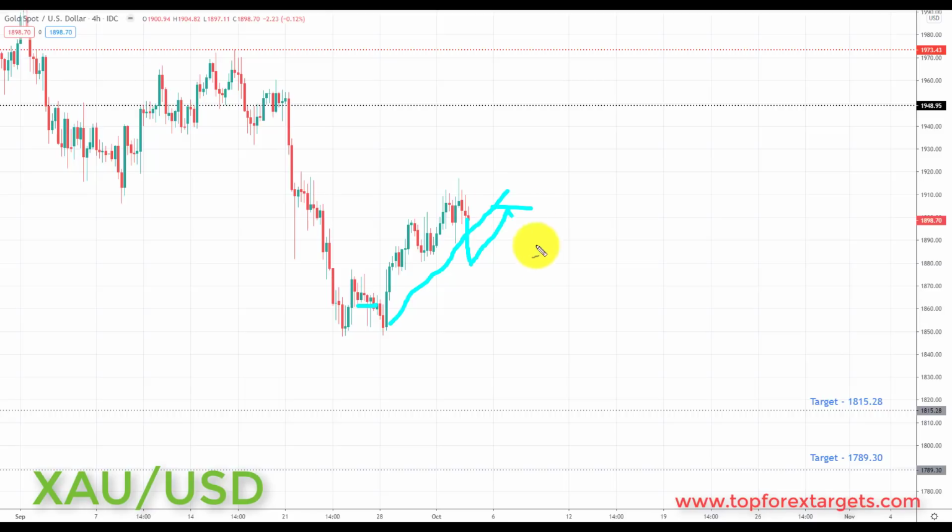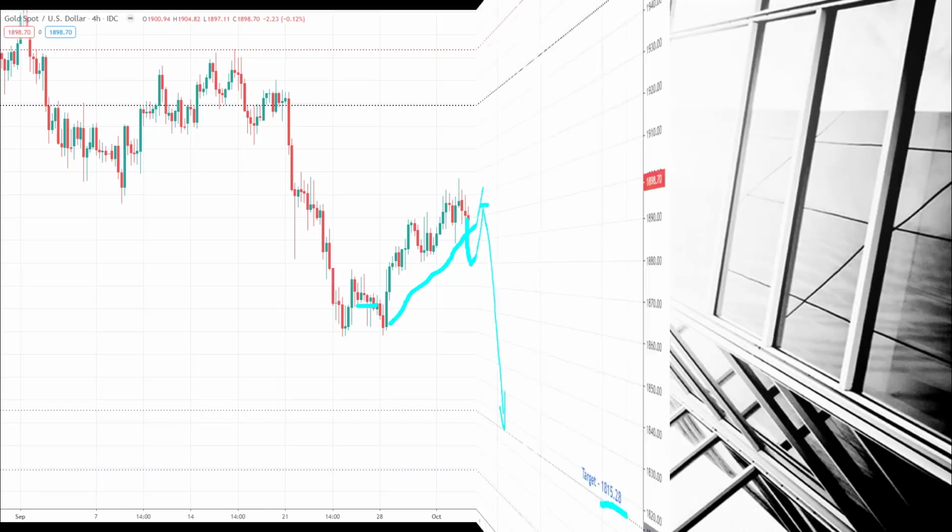And we're going to be looking at initiating shorts down towards the next key of support to the downside and the target set at the 1815.28.